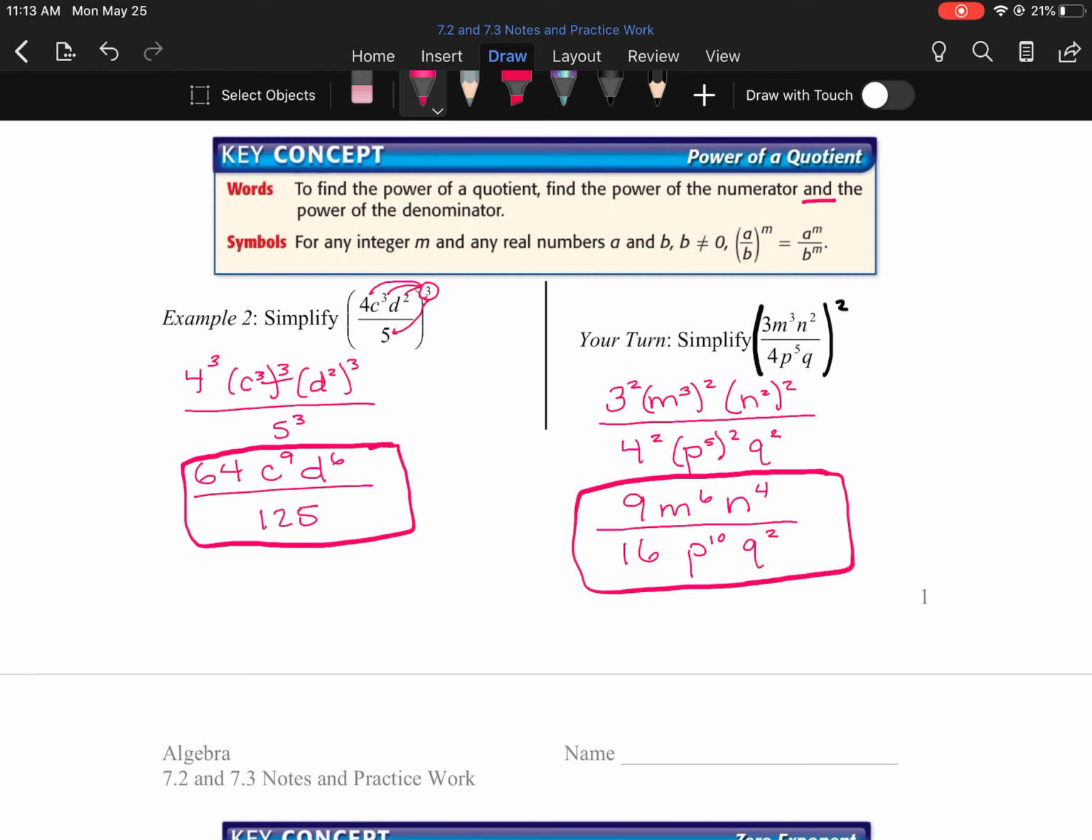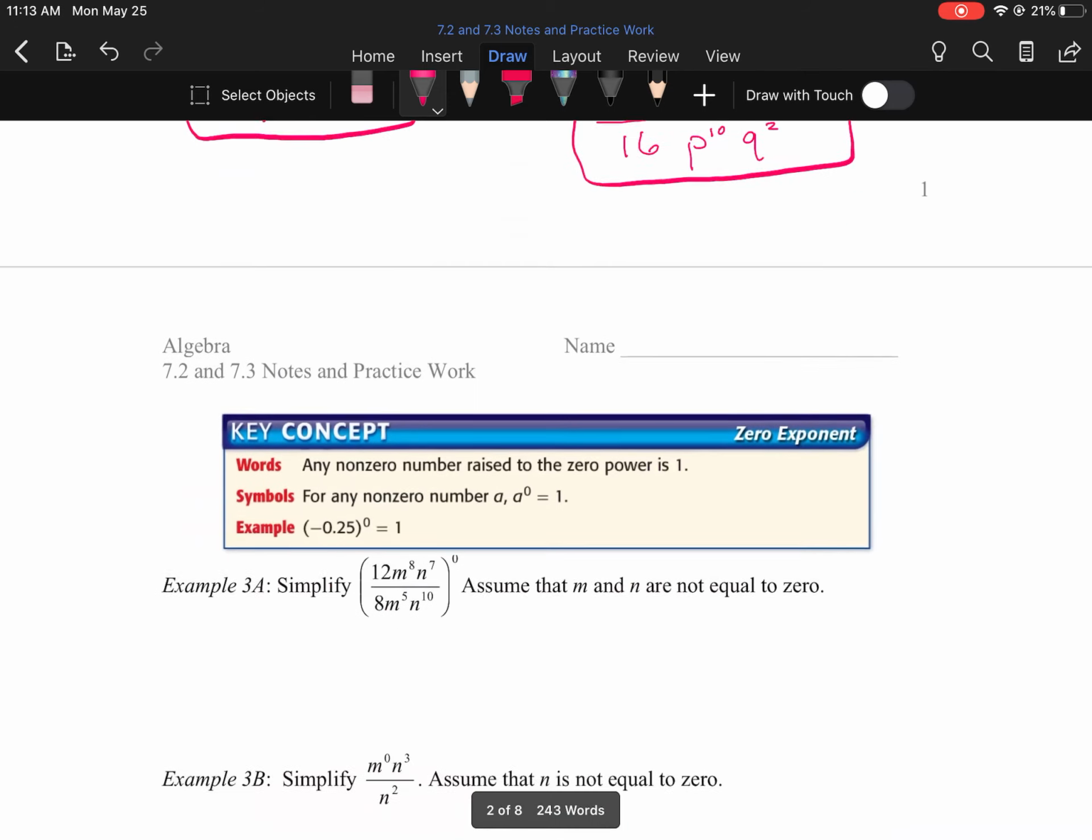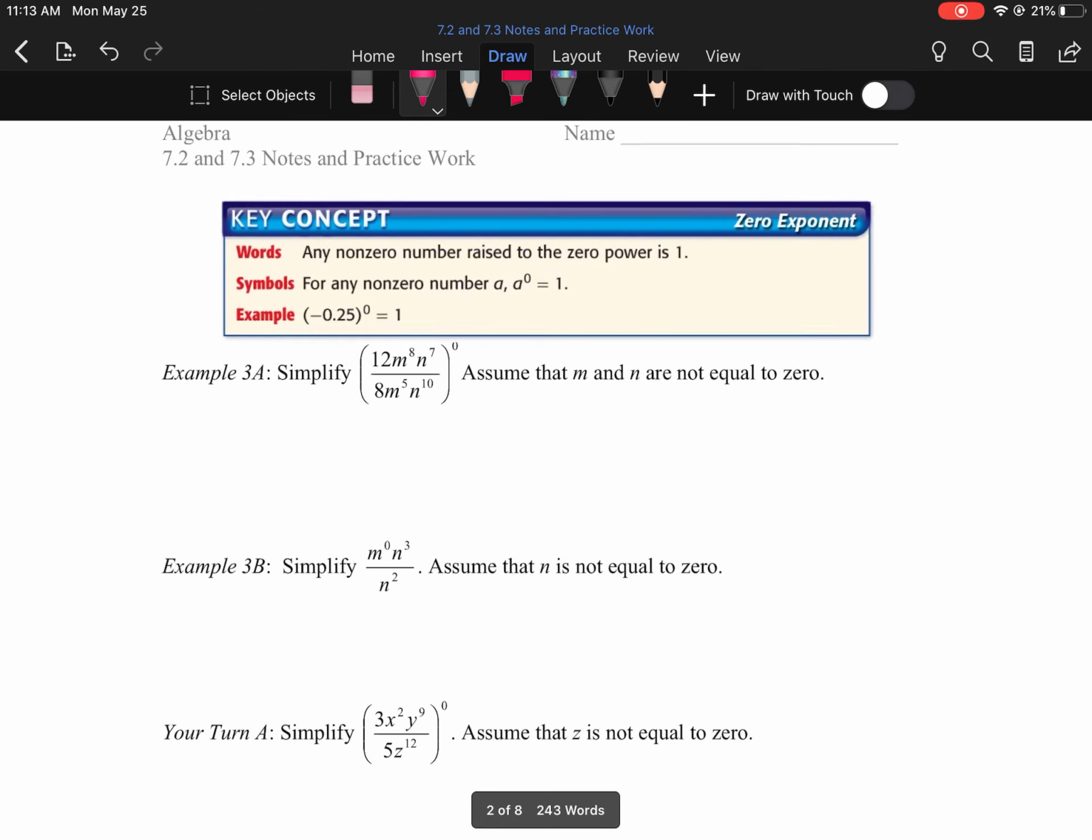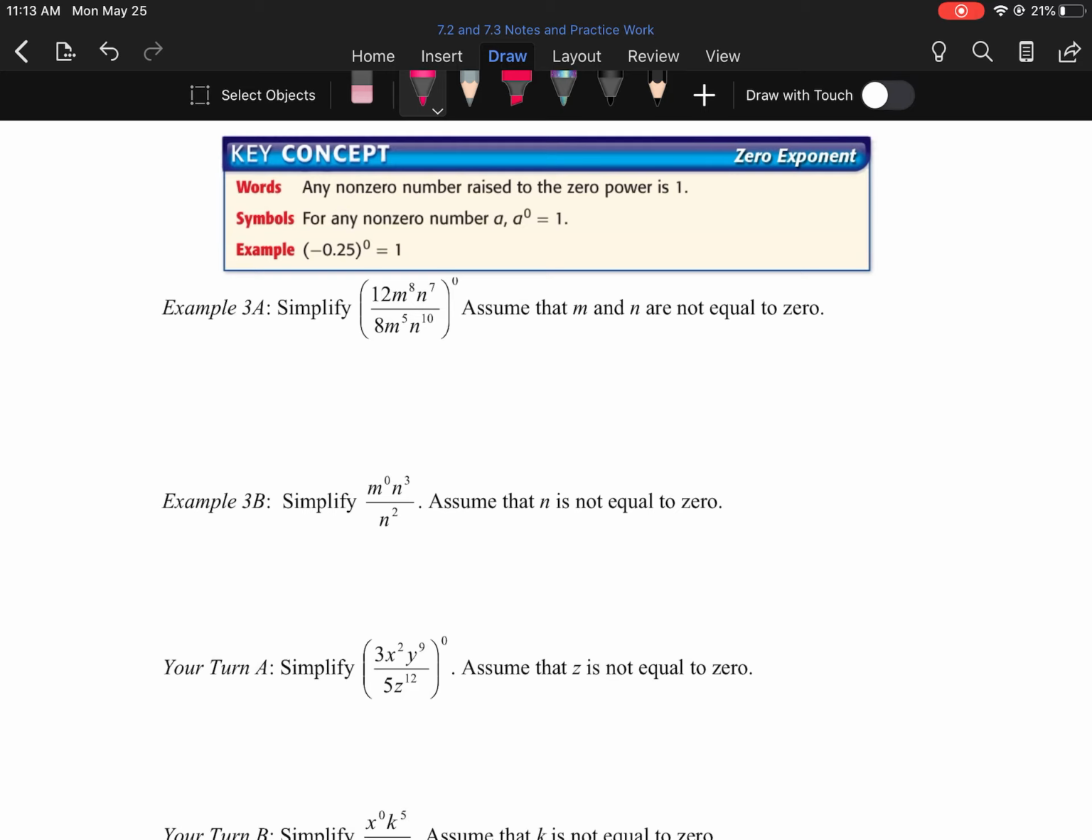All right, so you should have got 9m to the 6th n to the 4th divided by 16p to the 10th q squared. All right, moving right along. This one here is probably the easiest rule. It says if you have any non-zero number, so pretty much any number other than 0, raised to the 0 power, it's just 1. So anything raised to the 0 power is 1.